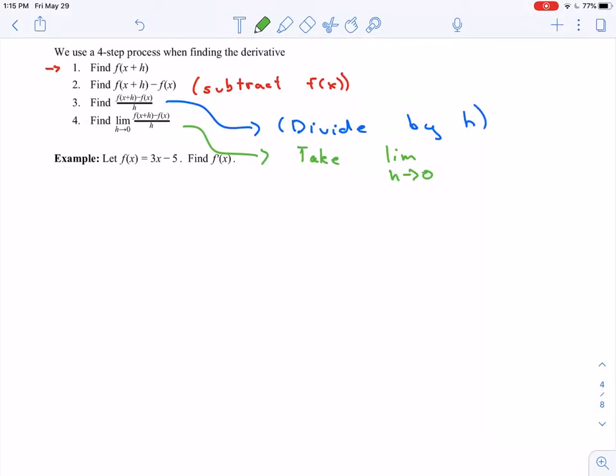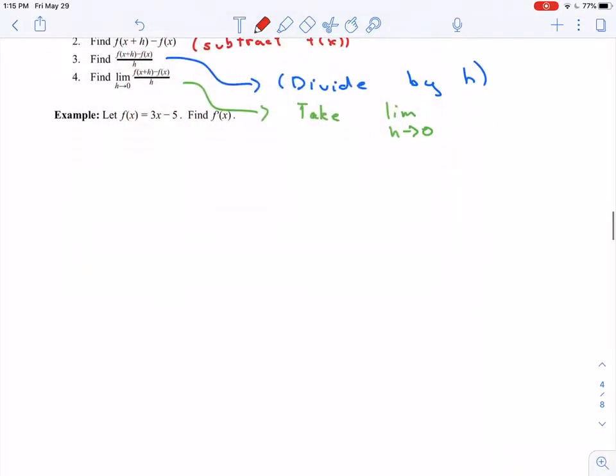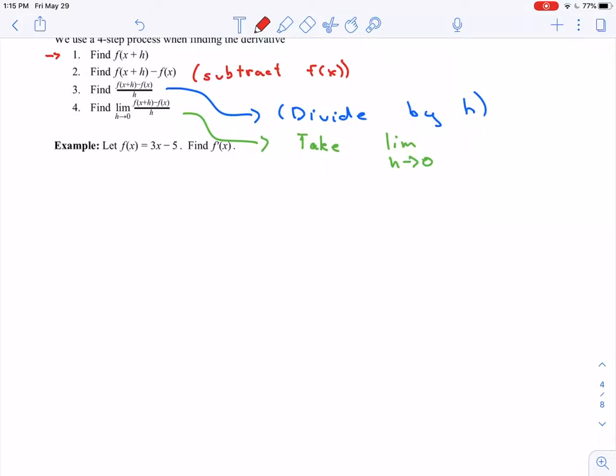So if we're looking for a derivative, our answer won't be a number. Our answer is going to be a function. It's going to be an equation in terms of x. So let's look at an example here. I'll start off with a linear function, probably the easiest place to start.